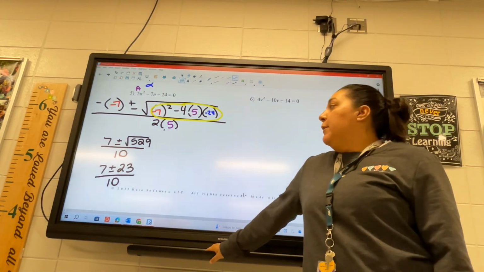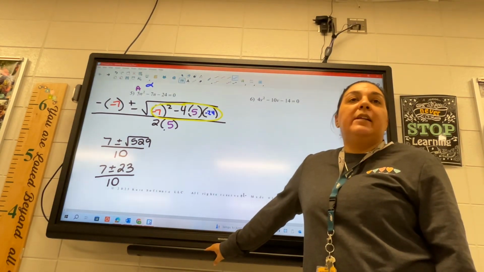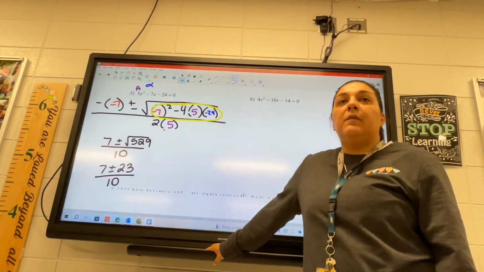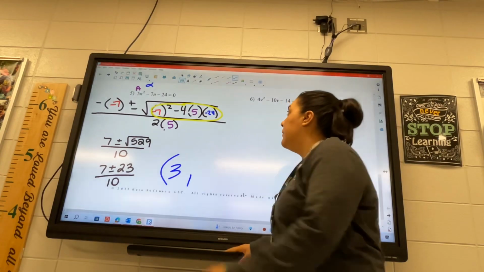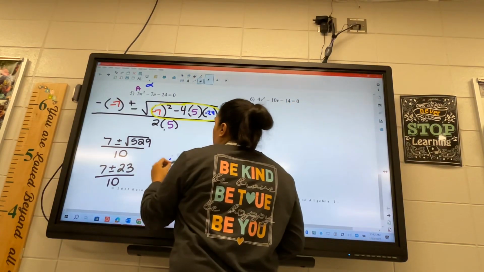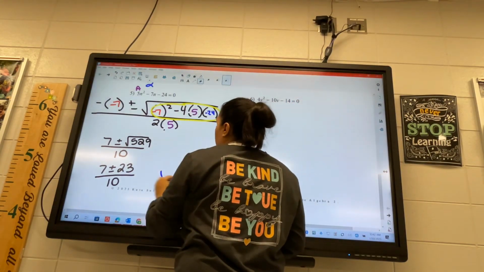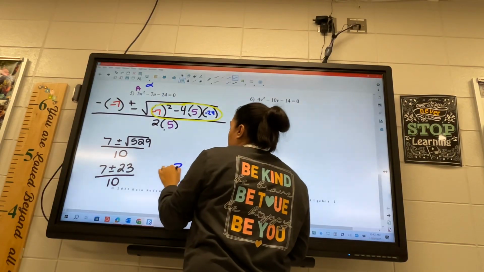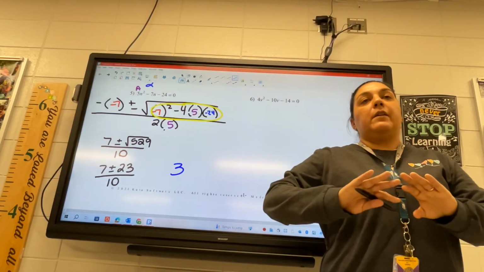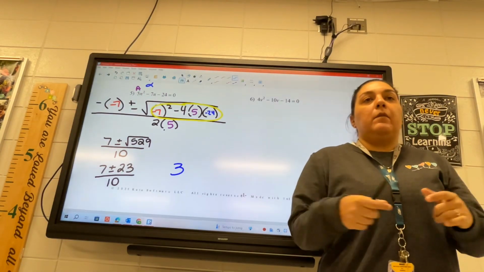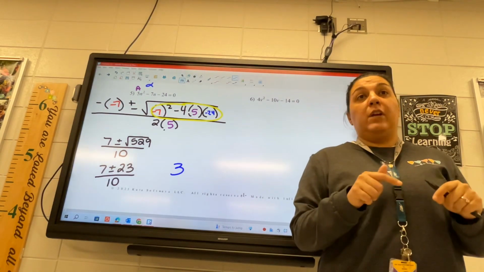Okay, what do we get? 7 plus 23 divided by 10. 3. Somebody agree? Oh, hold on. No, you're on the minus side. You just did this last time. You're on the minus side. Do we have to put the minus sign on it too? Yeah, but I'm just separating it so we can get through the paper. But when you do your side, you'll have to do it 2 times, one with the minus, one with the plus.